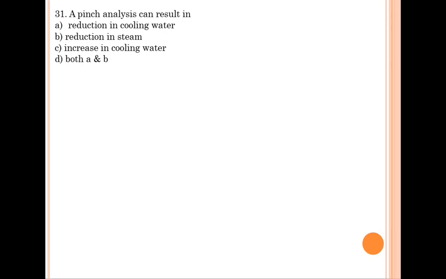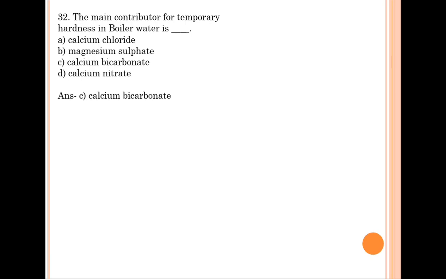A pinch analysis can result in, basically pinch analysis is used for the reduction in cooling water and reduction in steam as well. So option D is the right answer here. The main contributor for temporary hardness in boiler water. We know there are two types of hardness, permanent and temporary. Temporary hardness is normally due to the bicarbonates of calcium and magnesium. So option C is the right answer.